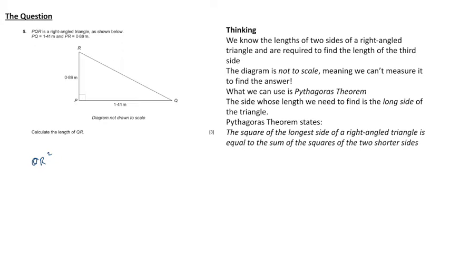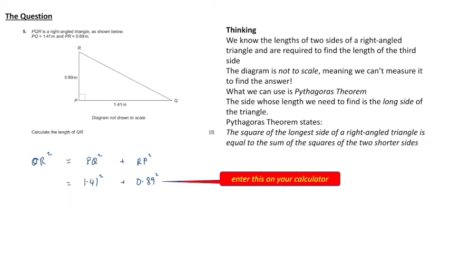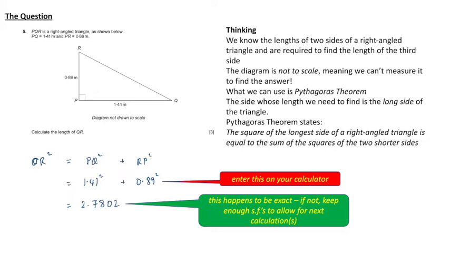So the longest side in this triangle is QR, so we have QR squared, and that must equal PQ squared plus RP squared, and those two are the shorter sides. So all we have to do is pop the numbers in for PQ and RP, 1.41 and 0.89. We square them and add them, and we can enter that exact expression on the calculator, and that gives us exactly, in this case, 2.7802.